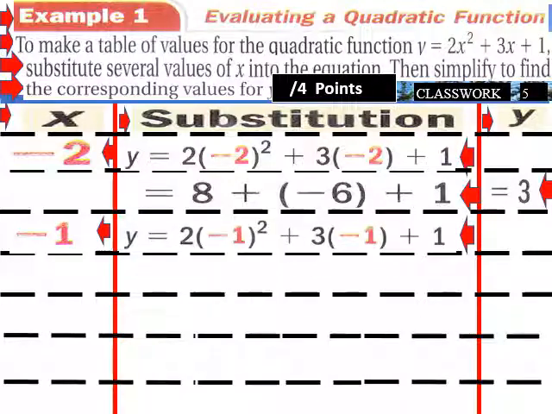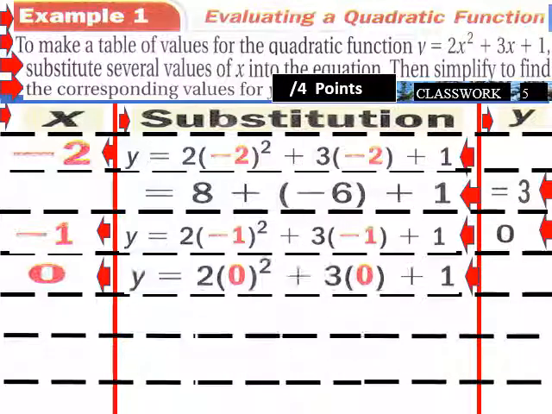When you substitute negative 1 in for x, we get 0 here. So 2 times 1 would be 2, plus negative 3, plus 1 would equal 0. And then when we substitute 0 in for x, we get 1. So when x equals 0, y equals 1. There's your y-intercept on this parabola.